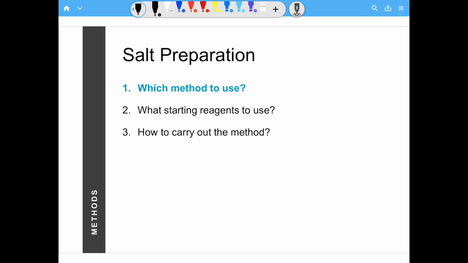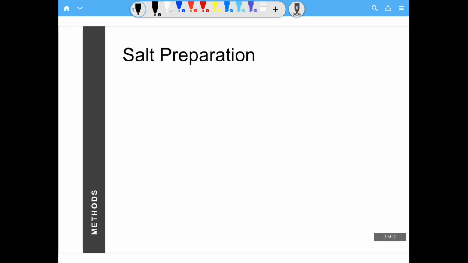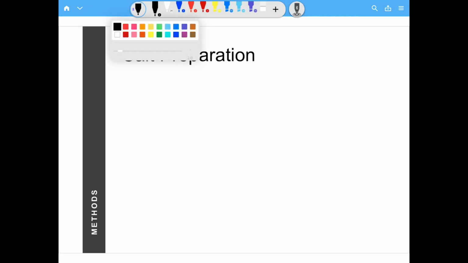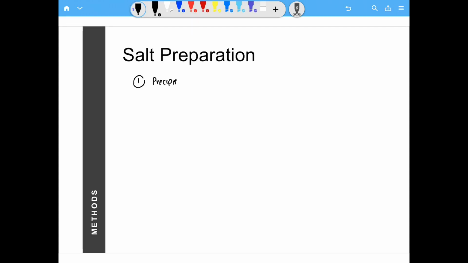We'll first look at which method to use. Now, there are essentially 3 methods to prepare salts. At this point in time, don't worry too much about what the name of the method means, because we will look into that when we answer the 3rd question, how to carry out the method. Alright, there are essentially 3 methods. First method is called precipitation. Second method is called the "excess" method.